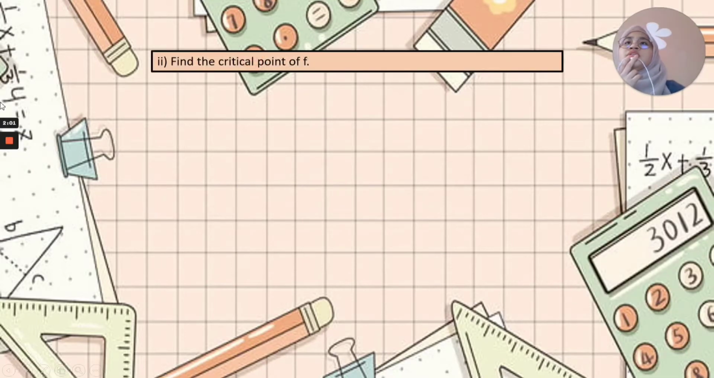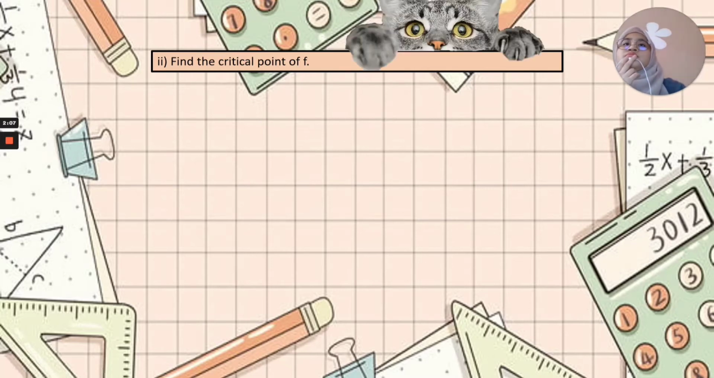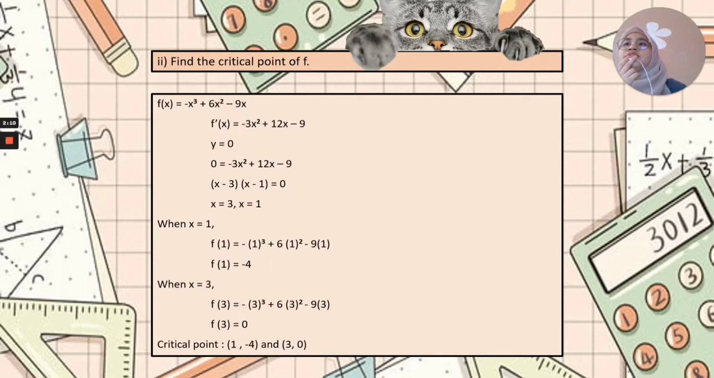So next question, they ask us to find the critical point of f. So how do we find the critical point of f? I'll just write back the equation of f(x) because it is easier for you to answer this question. And then the second step is to differentiate the f(x) equation into f prime x, and after you differentiate, you'll get f prime x equals negative 3x squared plus 12x minus 9.